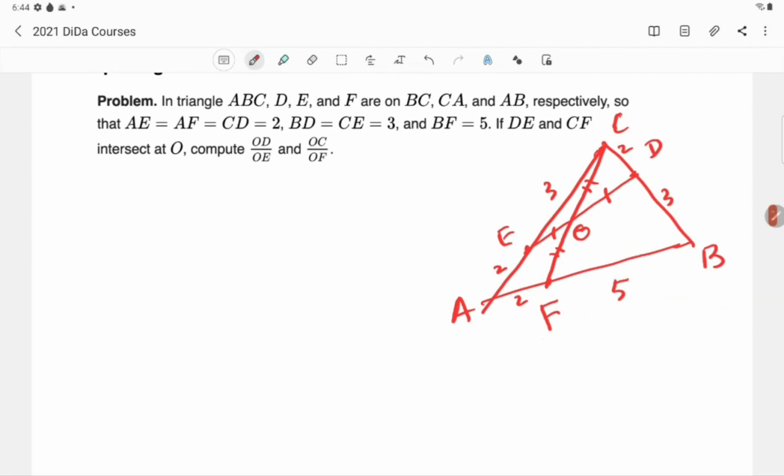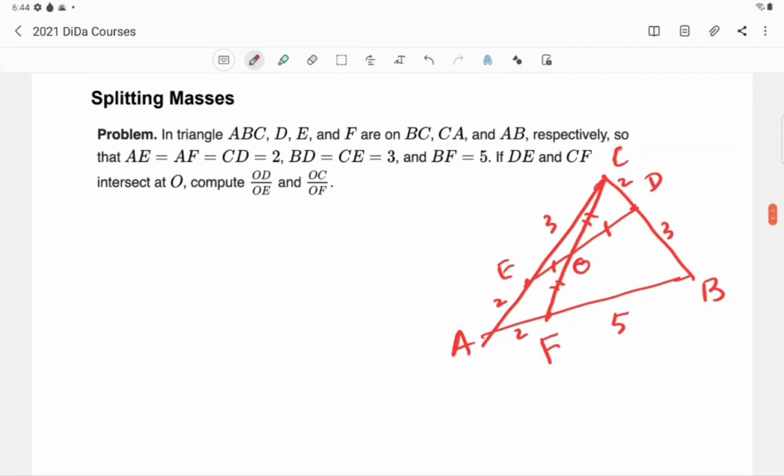Okay. So for this one, it's called a splitting mass. The one important thing to remember, we know CF is called a Cevian, right? This is called a Cevian. But DE doesn't originate from a vertex. It's a segment that cuts through two sides of a triangle. These are called transversals, okay? So it's a transversal.